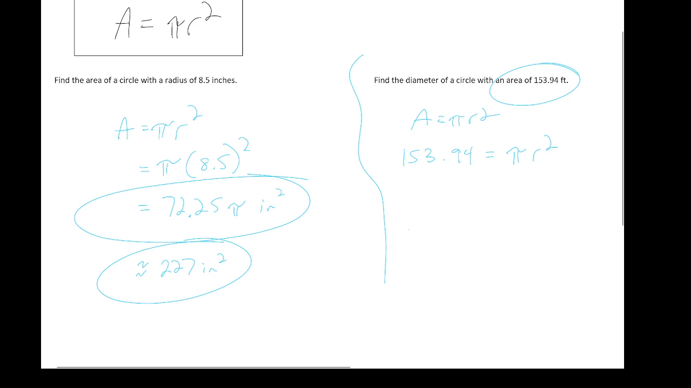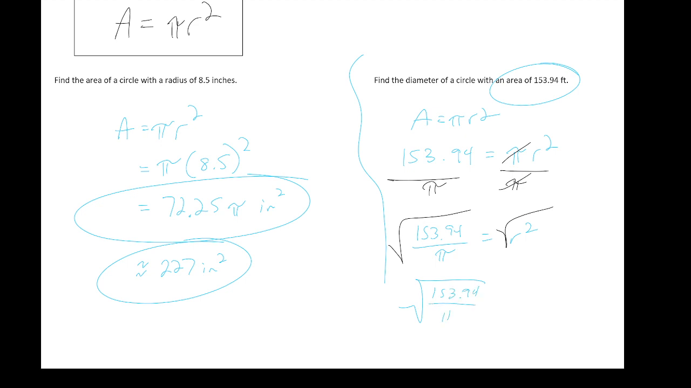In order to get r by itself, the first thing we have to do is divide both sides by pi, to get rid of that pi. Now r is almost by itself. We have 153.94 over pi is equal to r squared. How do we get rid of the square? We're going to take the square root of both sides, and this is your solution. It's the square root of 153.94 divided by pi, pi being on the bottom there, is equal to r.